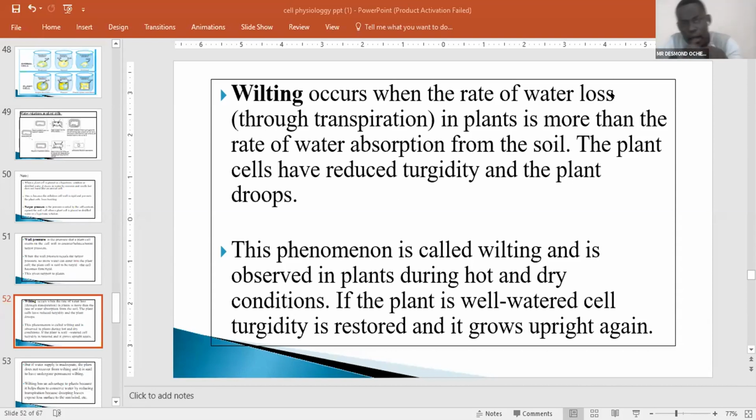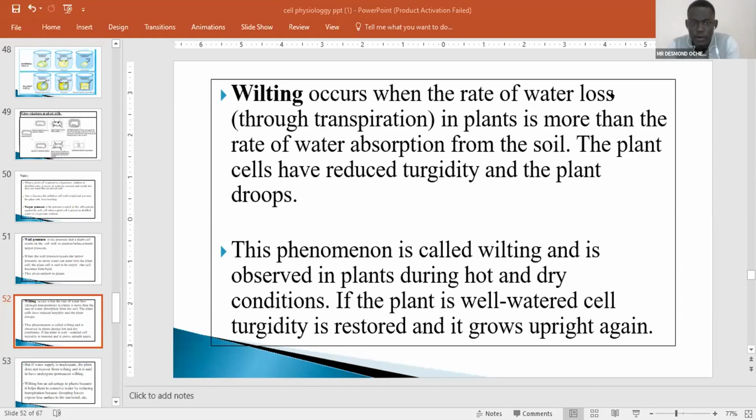We know that osmosis helps in the absorption of water from the soil. When the plants absorb water, it is used for some important processes within the plants, and the water that is in excess is lost through transpiration. When transpiration is more than the rate of water absorption from the soil, that brings about wilting. It leads to reduced turgidity, and then the plants start drooping. Okay? Are we together up to that point?